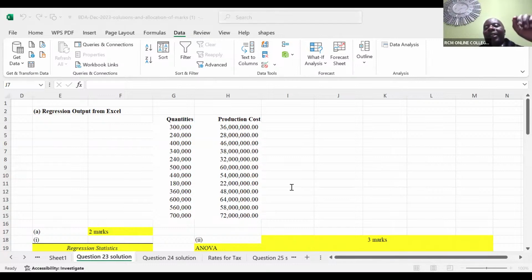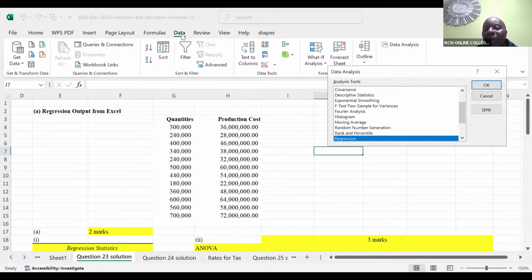Now, ladies and gentlemen, I want us to convert this into a regression model. So how do we do this? Please click on the Data tab. Once you click on this Data tab, you'll be able to see the Data Analysis ToolPak. When you click this Data Analysis ToolPak, you'll see very many tools, but I'm interested in the Regression analysis. So this Regression analysis is what I click on, and then I say OK.